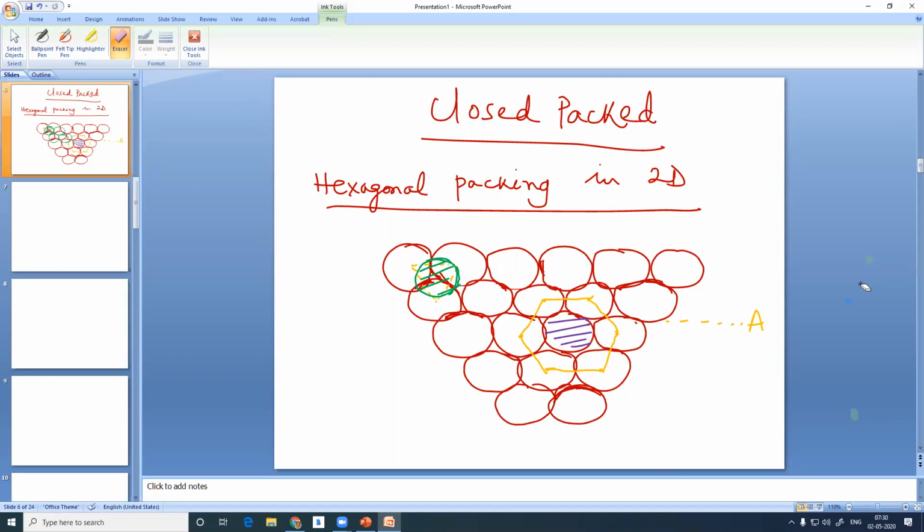A tetrahedral hole is formed when a sphere is kept on the depression or the cavity or the groove created by three close packed spheres forming an equilateral triangle.